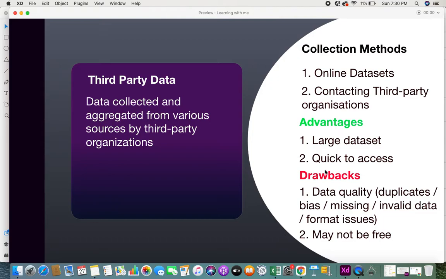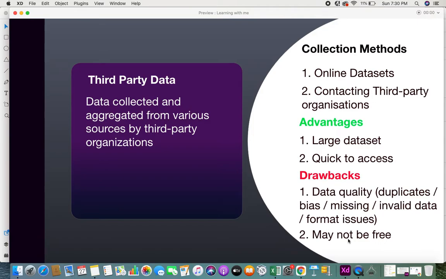The next, if you see the drawbacks of third party data, the data quality. Here the data quality is going to be a big issue, because since data is collected from many sources, you don't know how your data is going to come in. The format will be different, you'll have duplicate values, you might have a bias, you don't know from which type of audience this data was collected, you will have missing values, invalid data, and format issues. All this can be a lot of disadvantages of third party data that you're collecting.